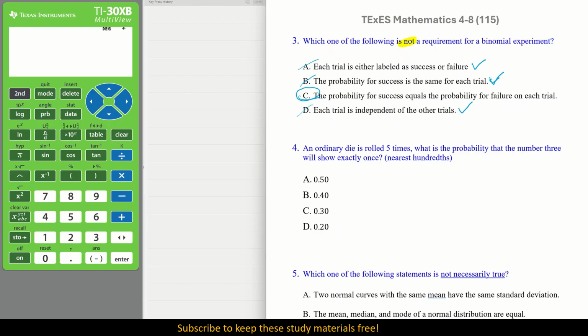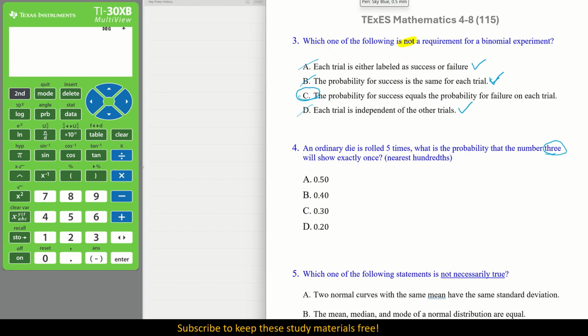Okay, let's look at number 4. An ordinary die is rolled 5 times. What is the probability that the number 3 will show exactly once? Okay, don't be fooled with the fact that they said 3 here. And there's a reason why they spelled it out and didn't write it.